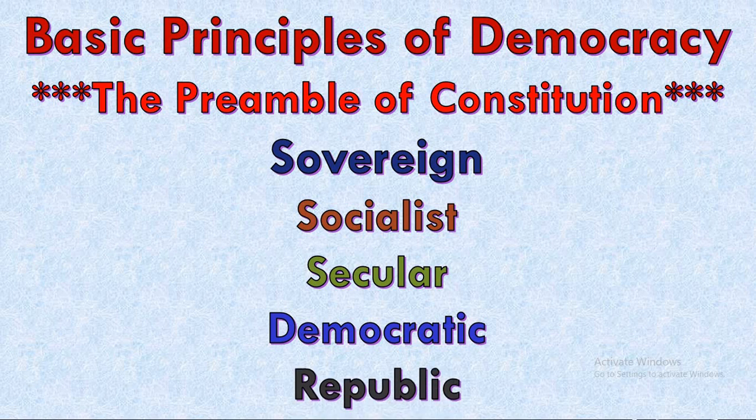What is sovereign? A supreme and independent power of the ruler. The next one is specially given for an economic theory in which resources are owned by the workers, which we call socialist. Secular means not connected with any religion, so no religious difference is seen in this democratic country. And the next ones, democratic and republic, you know very well. Democratic is government by the people through free election, and republic is government controlled by representatives of the citizen body.